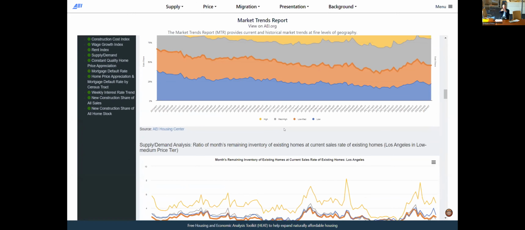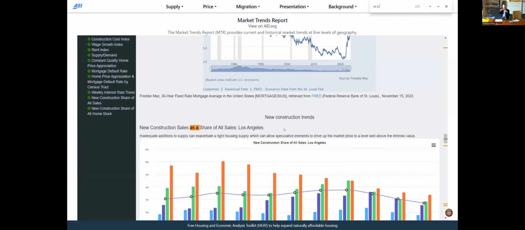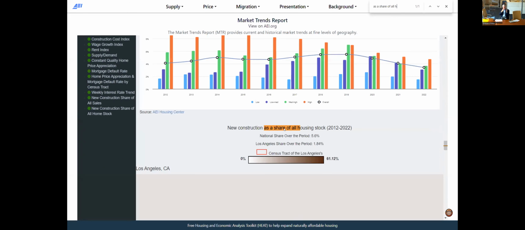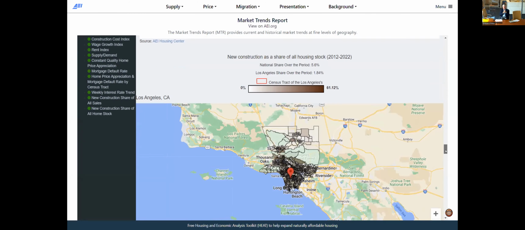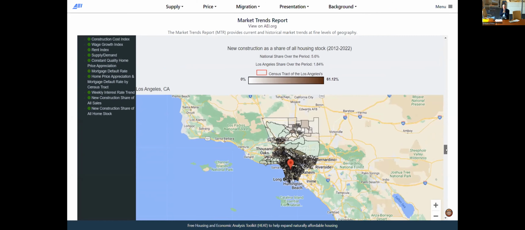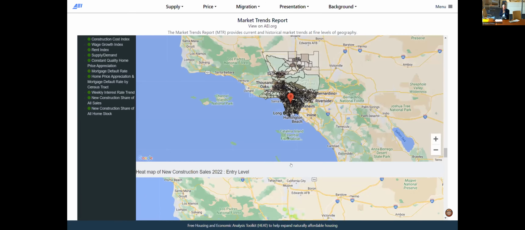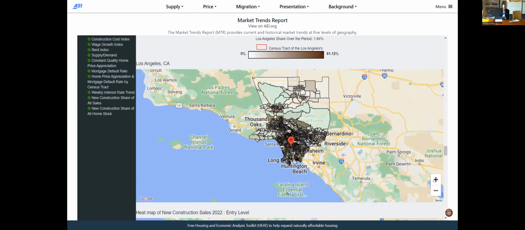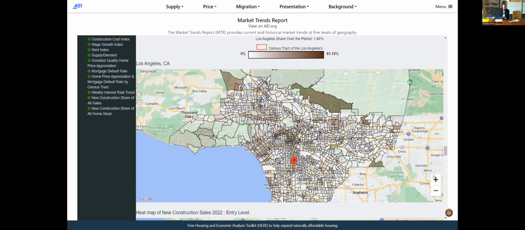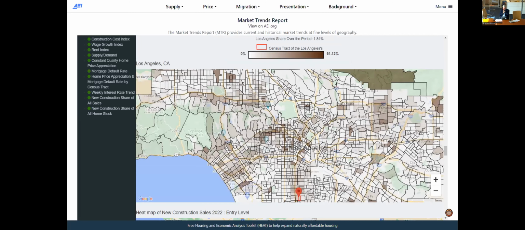So there's lots of information here, some of which we've seen similar bits and pieces of. We've kind of put it all in one place in terms of one big tool. But if you scroll towards new construction share, now we get to the map here, which if you zoom out a bit, we will be able to see at a census tract level where the new construction is happening.